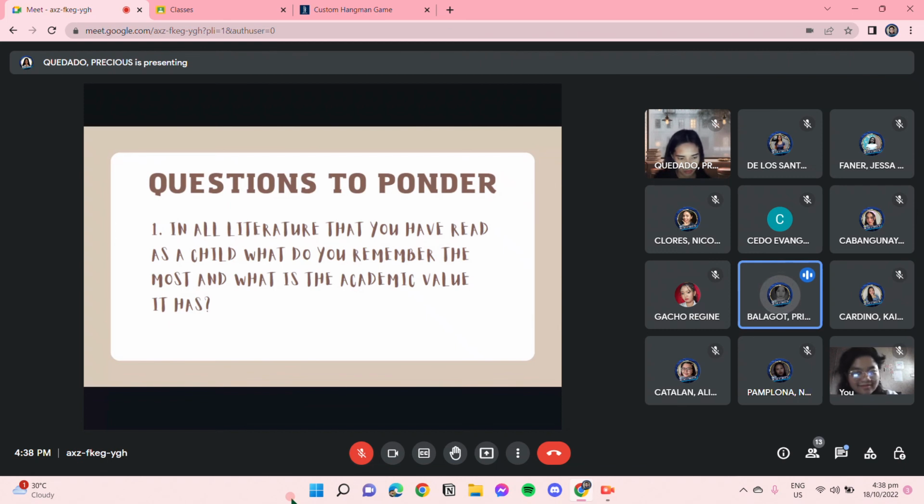Could you please repeat what we mean by academic value? Academic value means reading, writing, art appreciation, and content subject areas. What do you think is the academic value of Harry Potter? Is it reading, writing, or what do you think?